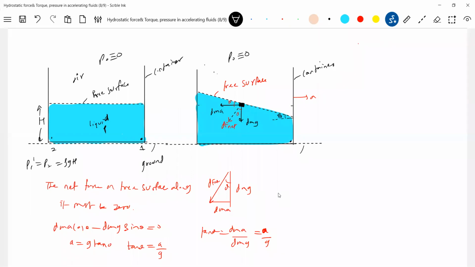So this was the point. Shall I call this the front end, and there's a rear end. Let L be the length of the container.